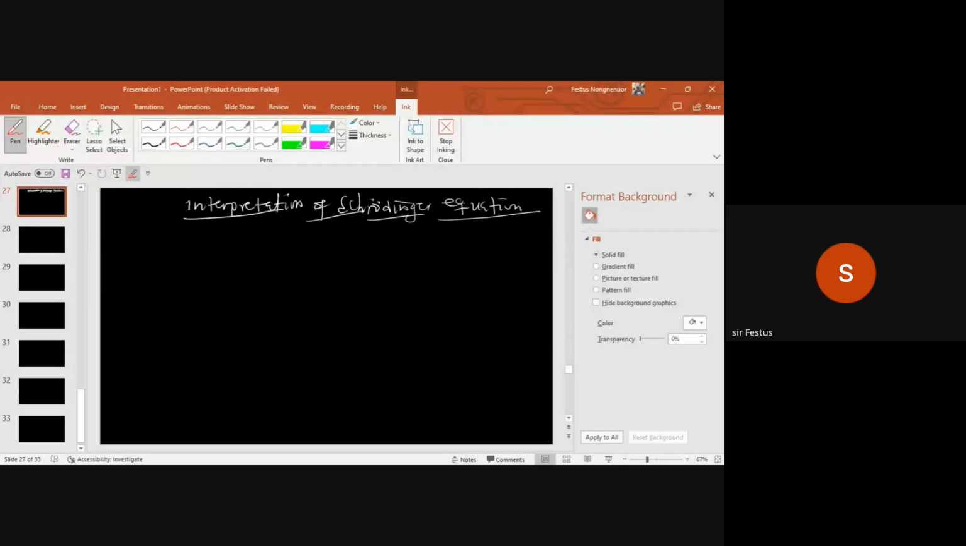Interpretation. One, the solution of the wave function psi is complex. So it's a complex solution.